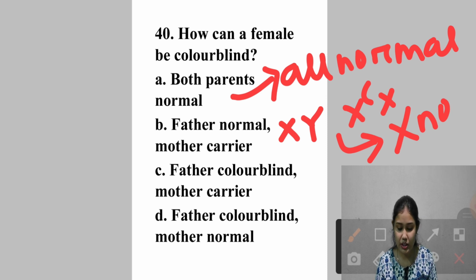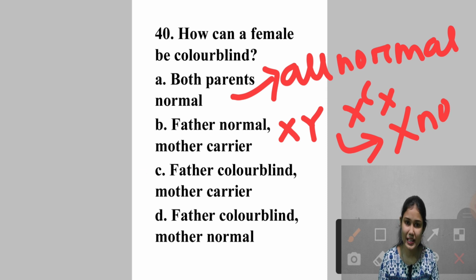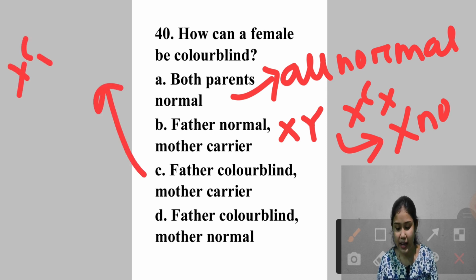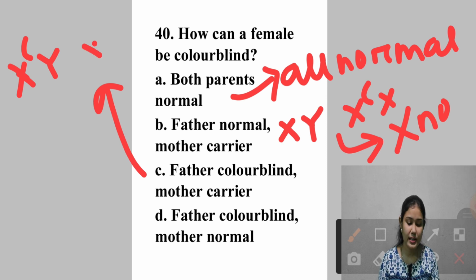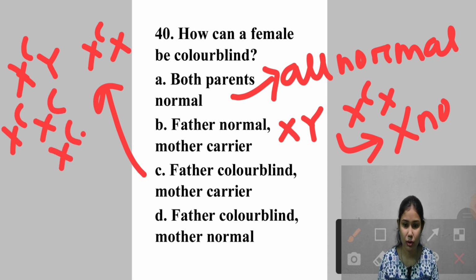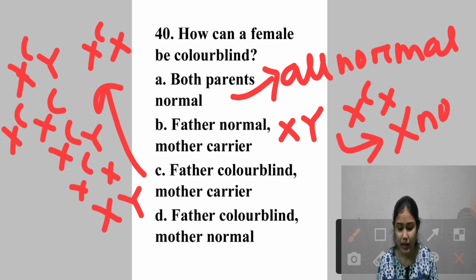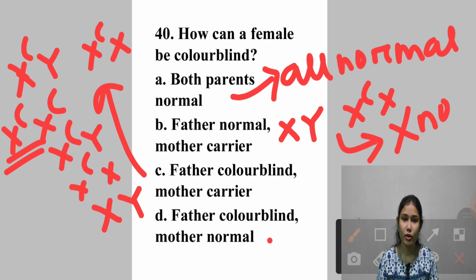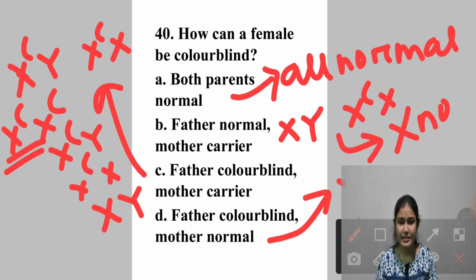नाउ कम टू ऑप्शन सी, फादर कलर ब्लाइंड मदर कैरियर. ओके, सो फादर कलर ब्लाइंड मतलब XCY होगा और मदर कैरियर XCX होगा. तो इसका क्रॉस करेंगे अगर हम तो हमें मिलेगा एक कलर ब्लाइंड फीमेल, फिर कलर ब्लाइंड मेल, फिर कैरियर फीमेल एंड नॉर्मल मेल. ओके, ऑल फीमेल्स आर नॉट कलर ब्लाइंड. नाउ कम टू ऑप्शन डी, फादर कलर ब्लाइंड मदर नॉर्मल. ओके, तो फादर हो गए XCY, नाउ मदर इज XX.